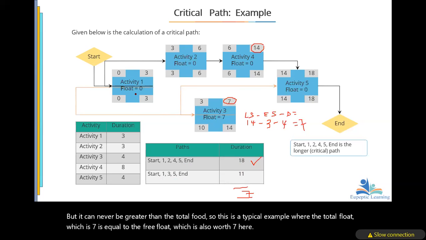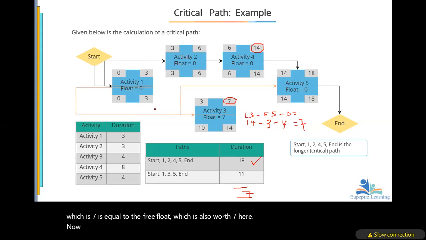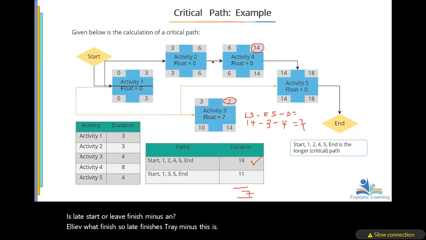Now, let's look at the float on the critical path. Float is late start or late finish minus early finish. So late finish is 3 minus this is 0. When you take it, you see that all of them are 0. So the float on the critical path is 0. Exactly. So this is how it is done.